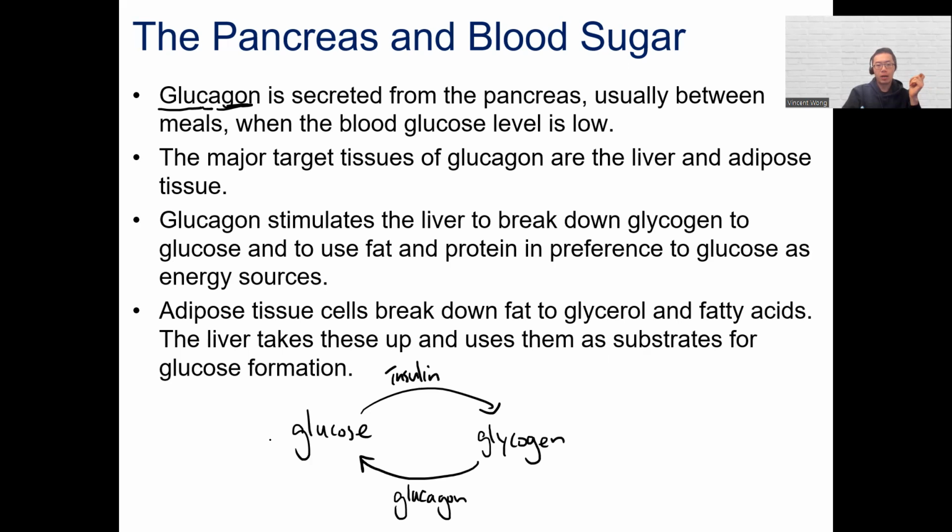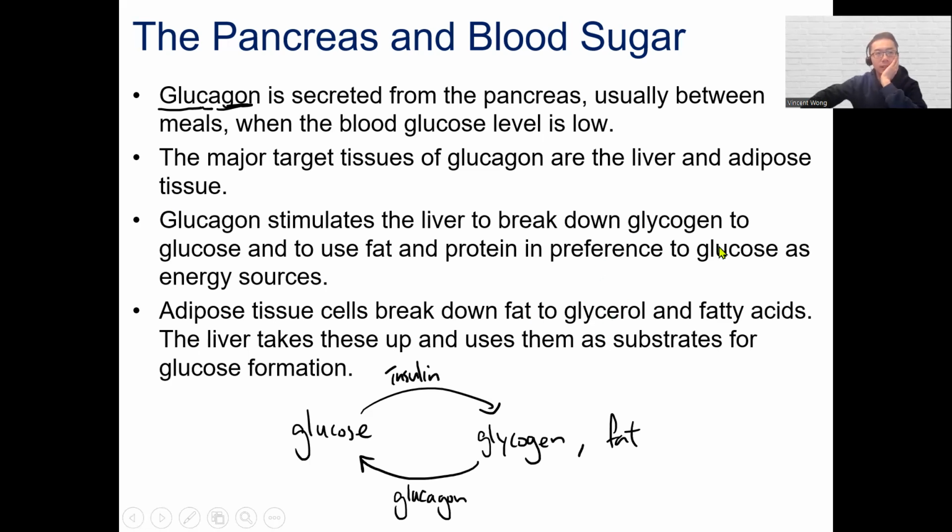Same thing for fats and stuff. Sorry, for glucose, you can also store it as fat in adipose tissue, and then the glucagon would reverse that process as well if you need it. So that's how they're antagonistic.